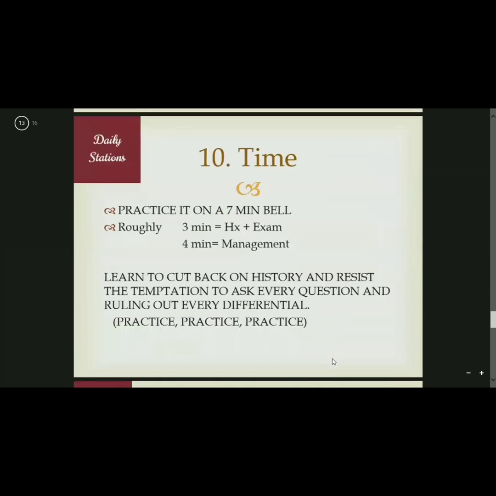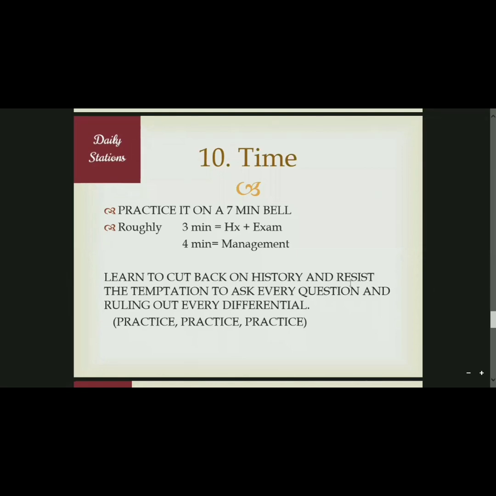And the last thing, this is the most important, okay? Time management. Now this comes with the practice. Practice it on a 7 minutes bell. I would advise everyone to practice on a 7 minutes bell. If you don't have the 7 minutes bell, let me know on the Telegram. I'll send it on the Telegram. And normally, roughly, you should keep your history and examination to 3 minutes, and your management should go for 4 minutes.